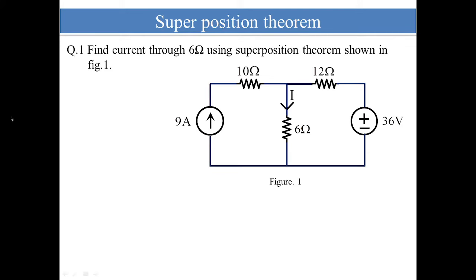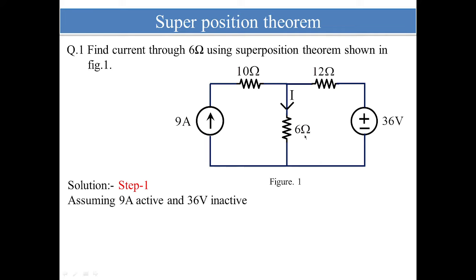First, let us find the value of current in 6 ohms using superposition theorem. Before applying superposition theorem, just witness the number of sources which are given. There are two sources: one is a current source of 9 amperes, another is 36 volts. So I am going to make one source active at one time. I'll take the result and finally I'll add up all the results and check whether the branch current obtained in 6 ohms is the correct value or not.